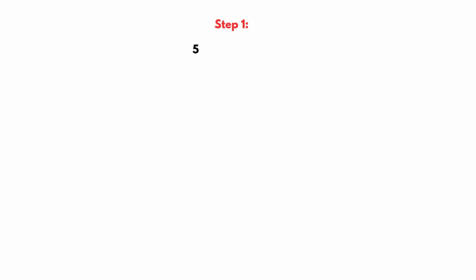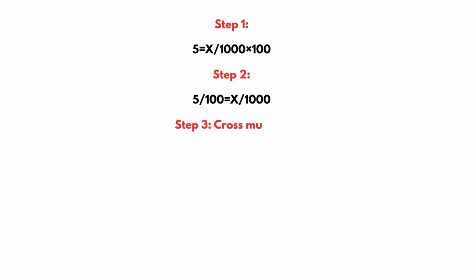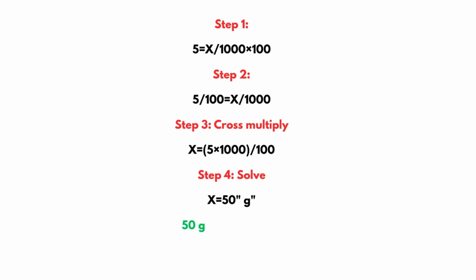First, in place of quantity of solute, we will write X, and for percentage we will write 5, and in place of 1 liter, we need to write 1000 ml. So after calculation, we will get X is equal to 50 gram. So 50 gram of drug is required to prepare 1 liter of 5% weight by volume of solution.